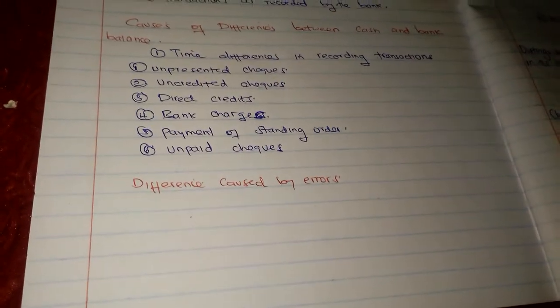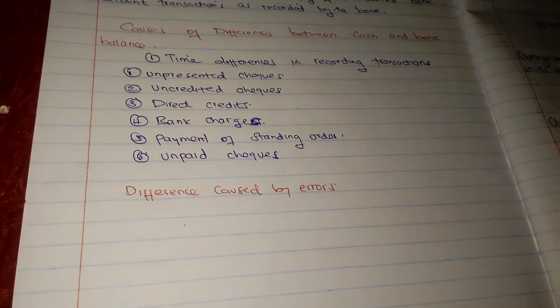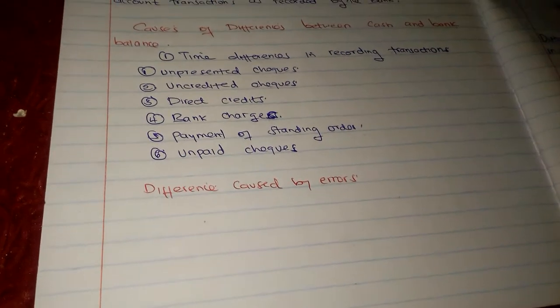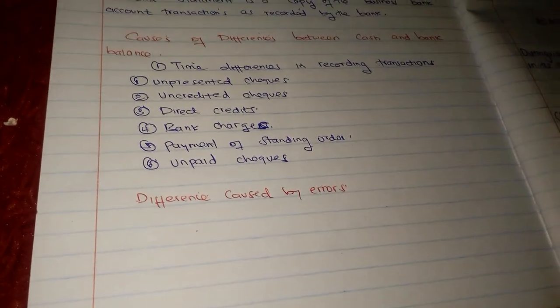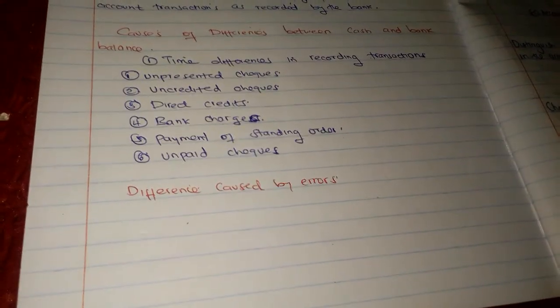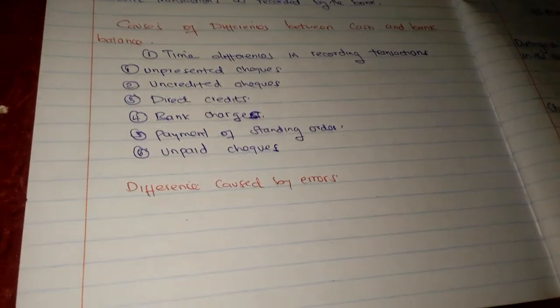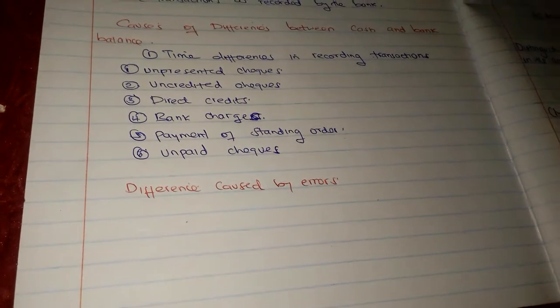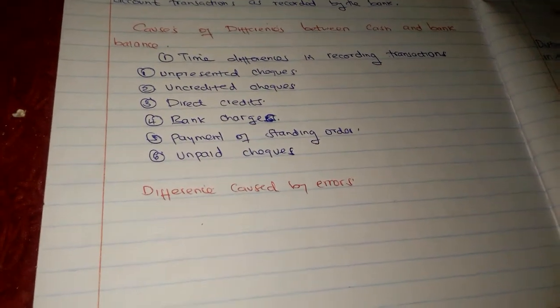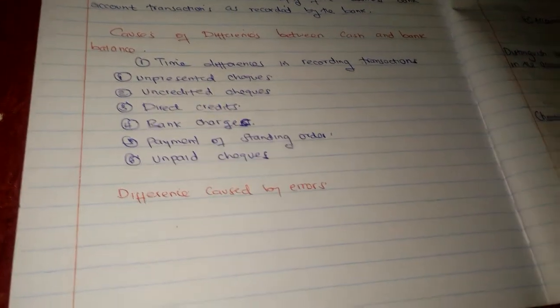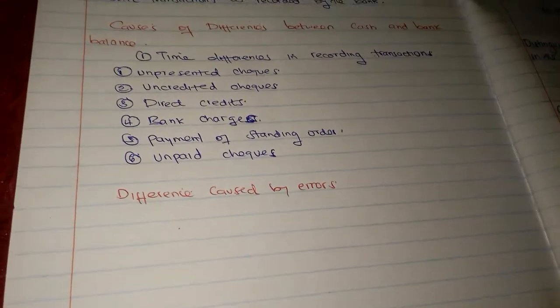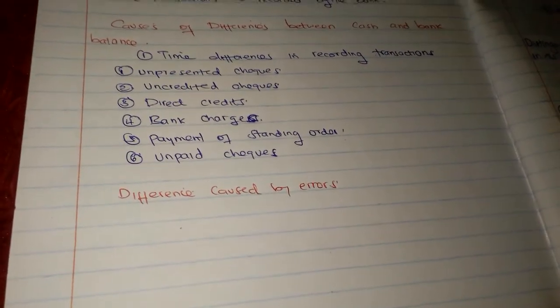And the last time we left at differences caused by errors. Remember, we looked at the difference between cash and bank balance, and we came out with the first cause, which is time differences. So today we are going to look at differences caused by what? By errors.